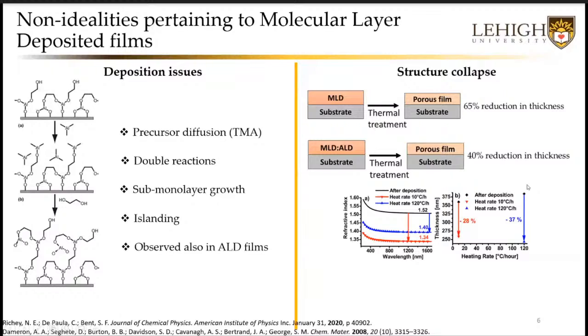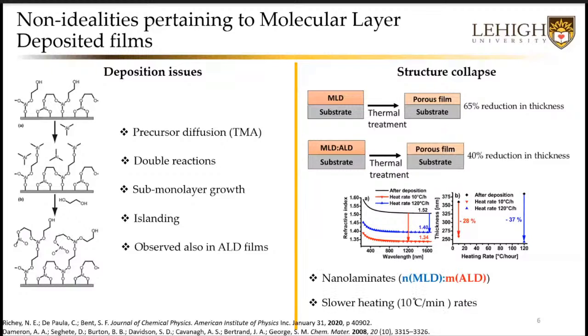When you use a faster heating rate, there is more decrease in thickness. That means there is more collapse. But when you use a slower heating rate, there is less decrease in thickness, less collapse. And also when you use a faster heating rate, the index of refraction, which is directly proportional to the density, decreases to 1.40, whereas when you're using a slower heating rate, the decrease is higher, meaning there is more decrease in density. So nanolaminates and slower heating rates are recommended to decrease the structural collapse, which gives you non-idealities.